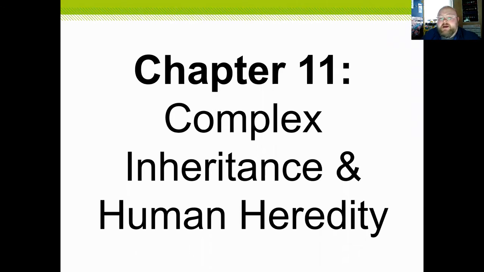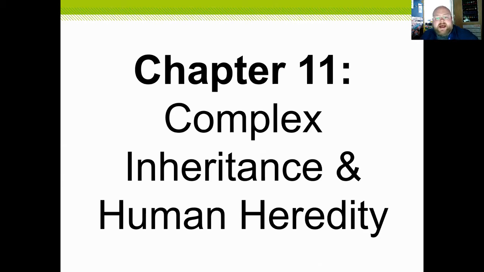So we've been talking about all of the different things that go into what makes an organism have the traits that it has. We've talked about what alleles are, different forms of the same trait. We've talked about what it means for something to be dominant or recessive. We've talked about the difference between homozygous dominant, heterozygous dominant, and recessive.